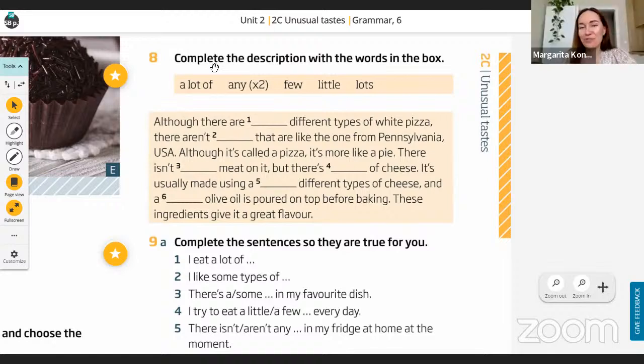So what type of food is it about? It is pizza pie. Yes, it's like pizza. Yes, it's about pizza. Very good. Now I'd like you to read about this pizza one more time, and please complete the gaps. What do you use in number 1 and number 2 and so on? Lots of, any, few, little, or lots. Okay, please let me know when you're ready.